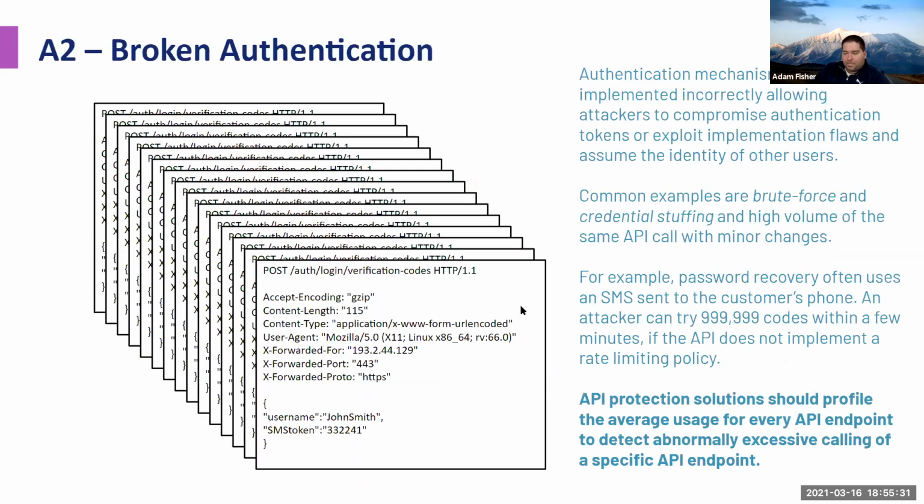All right, A2. A1 is A1 because it is probably the most damaging. You're going to lose the most data, but A2 is the most common. And this is simply broken authentication on an API endpoint.